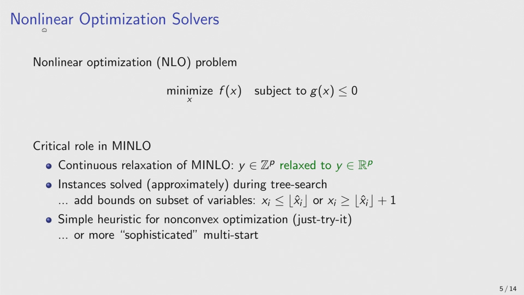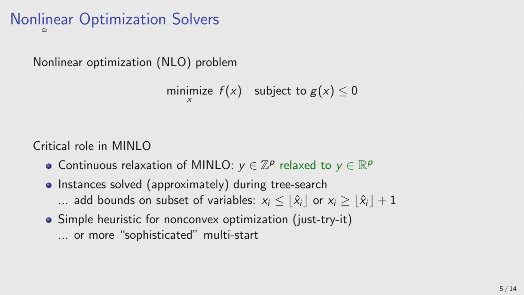Okay, so nonlinear optimization problems are very important. Even if we don't have integer variables, or if we relax the integer variables to be continuous, these instances are always solved iteratively during the tree search. And we'll talk about that later on. A simple heuristic for a non-convex problem, and one that doesn't always work but sometimes might work, is to just try it again. So try a multi-start.